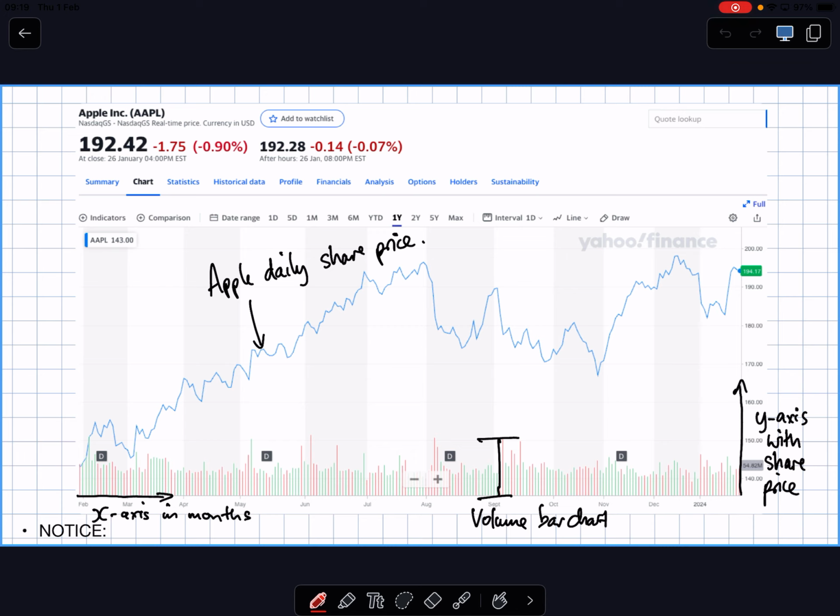Do you notice how there tends to be a high volume when there's stuff happening with the share price? The share price is going down. That probably means heaps of people are selling. That probably happened because when they released the iPhone, people were raving about it, and then they realized it's the same as last year's, but it's got a USB-C. So people were like, oh, all right. And that's why people were selling.